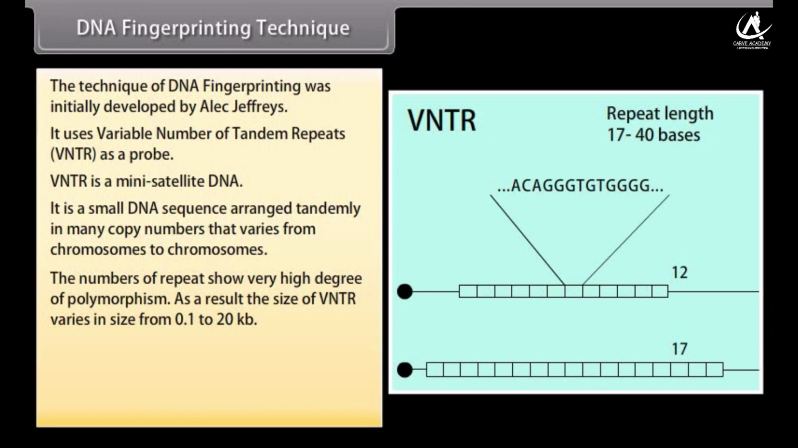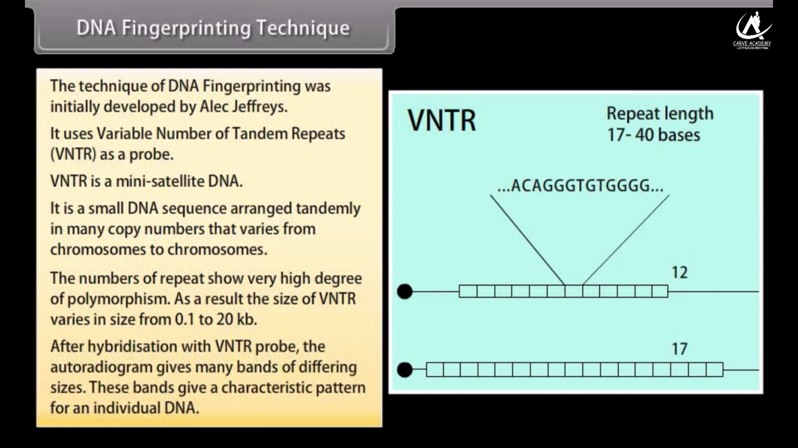As a result, the size of VNTR varies from 0.1 to 20 kb. After hybridization with VNTR probe, the autoradiogram gives many bands of differing sizes. These bands give a characteristic pattern for an individual's DNA.